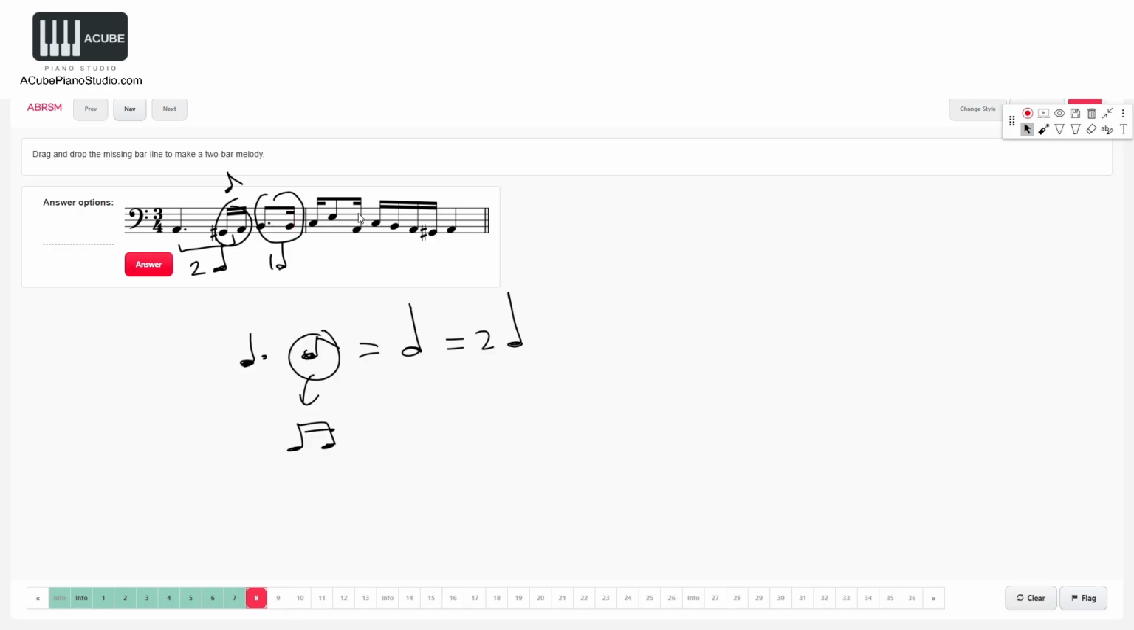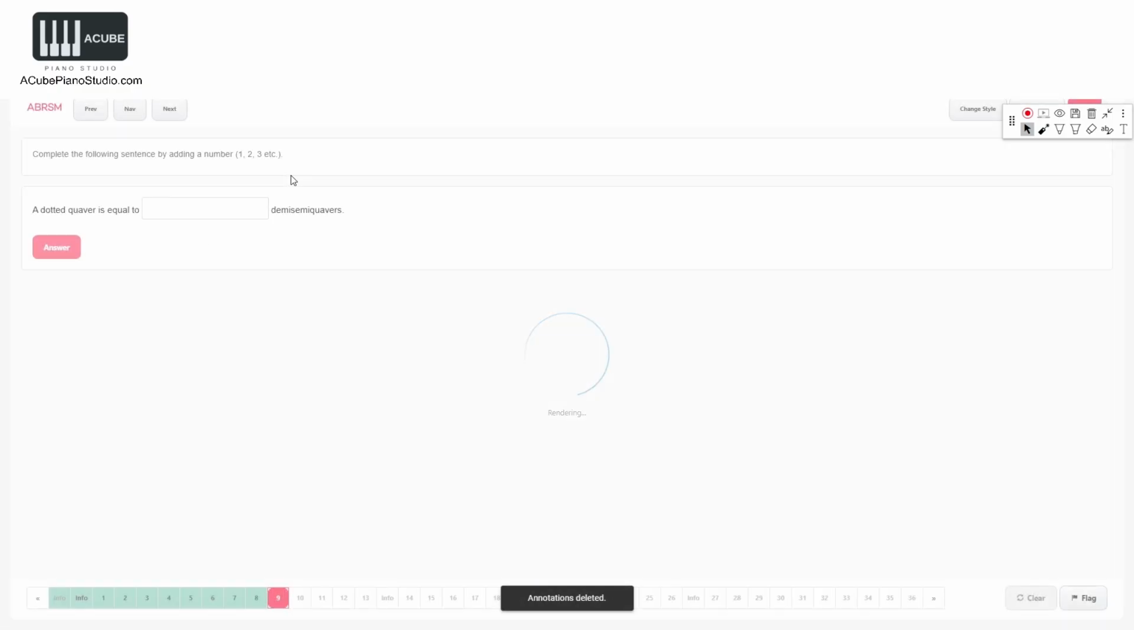Then I have this group of notes here. This group of notes is a semi-quaver plus a quaver plus a semi-quaver. So 2 semi-quavers make up a quaver. A quaver plus another quaver is 2 quavers. 2 quavers make up a crotchet. So this is another crotchet beat. 4 semi-quavers make up a crotchet beat. So this is another crotchet beat. This is another crotchet beat. So the next bar also has 3 crotchet beats in a bar. So yes, we are correct. This is where the bar line should be. Okay, moving on to the next question.